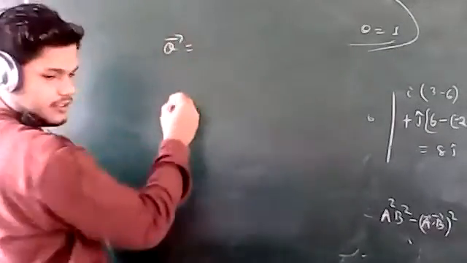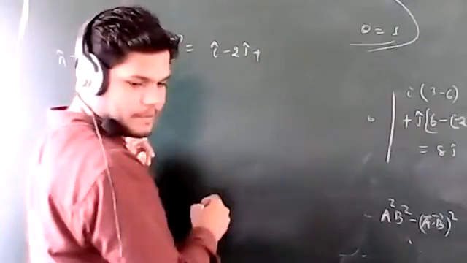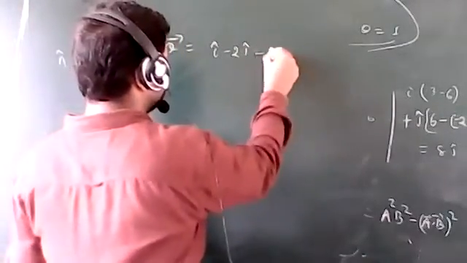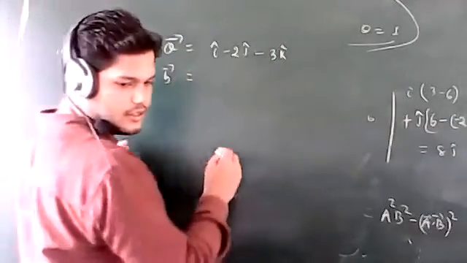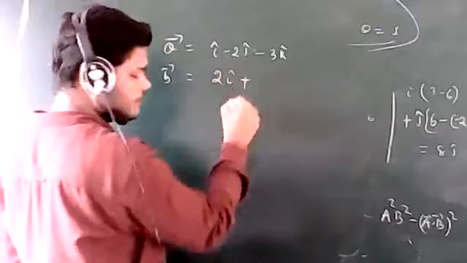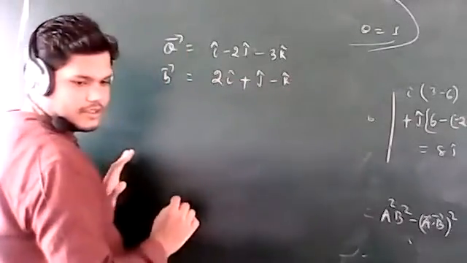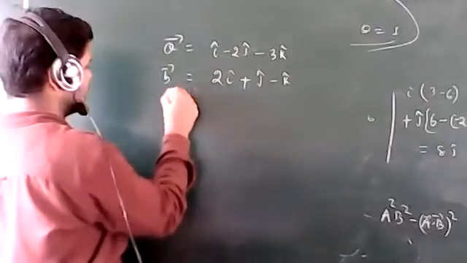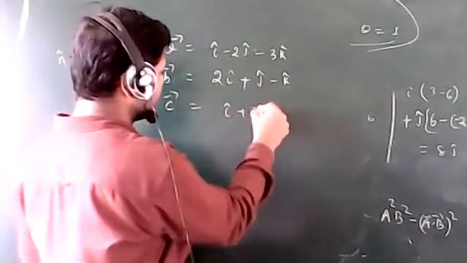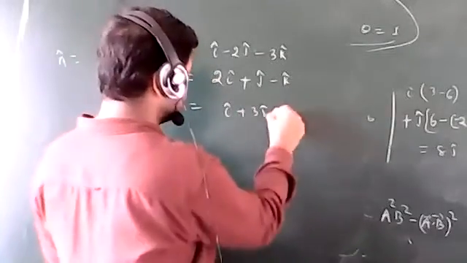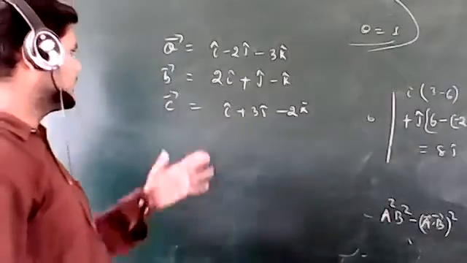If a vector is given as i cap minus 2j cap minus 3k cap, and b vector is given as 2i cap plus j cap. This is the last type of question I'm discussing, then after we'll shift to relative velocity. C vector is given as i cap plus 3j cap minus 2k cap. So a vector, b vector, and c vector are given.